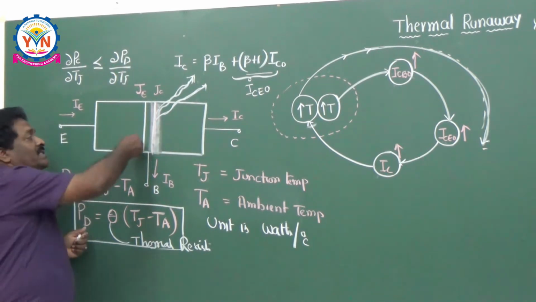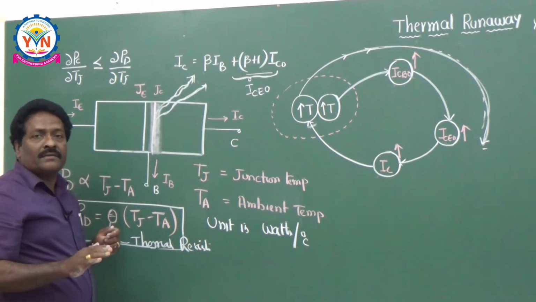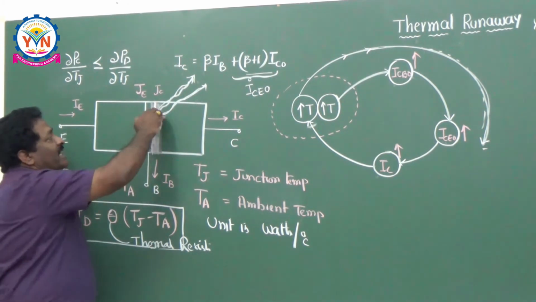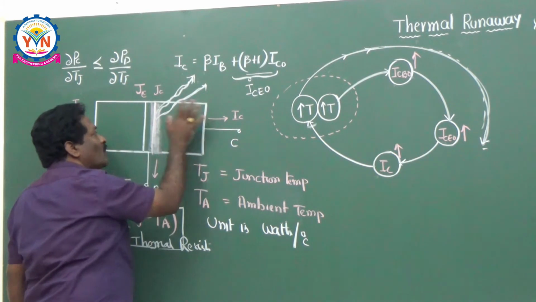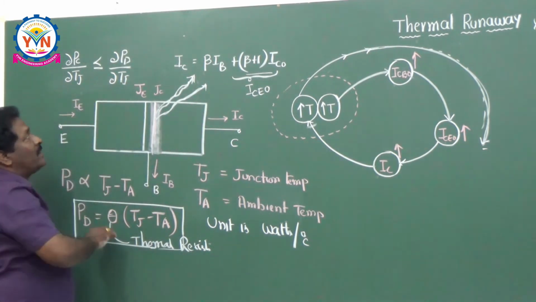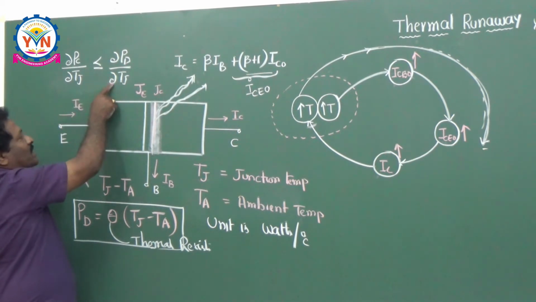So, if the generation is less than the dissipation, the transistor will always be in the cool condition. Suppose, for example, the generation is more and the dissipation is less, then it will always be in the hot condition and it is going to be damaged. So, this way you have to understand, to avoid this thermal runaway, you have to use this condition.